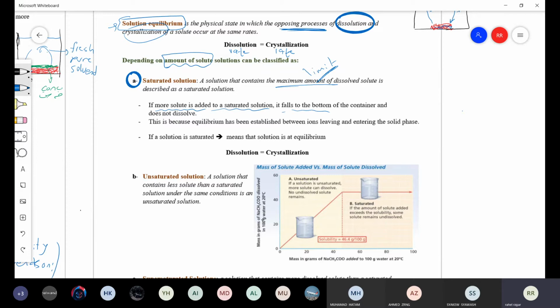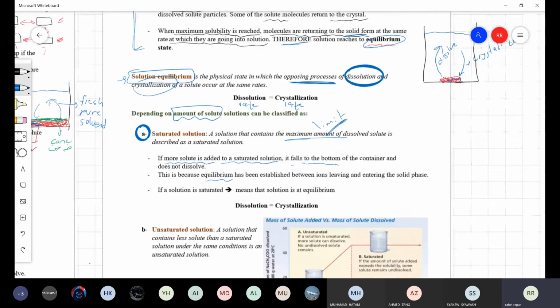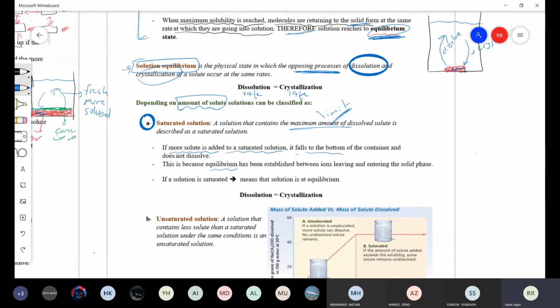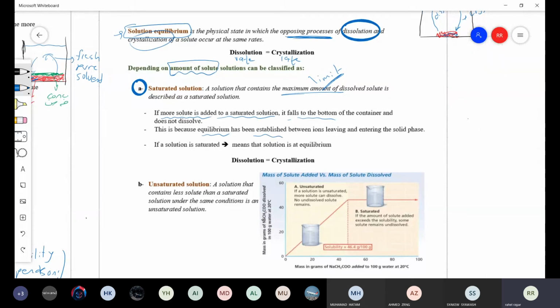Why? This is because a saturated solution reaches its maximum. When we said it reaches a maximum, what happens? It reaches an equilibrium state. So this is because equilibrium has been established between ions leaving and entering the solid phase. So between the ions or the dissolved molecules, when a solution is saturated, we can say this solution is at equilibrium. Why? Because it has reached its maximum amount.